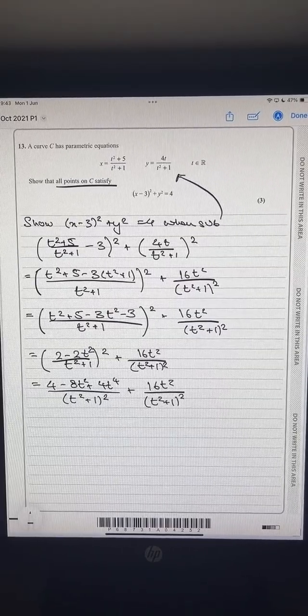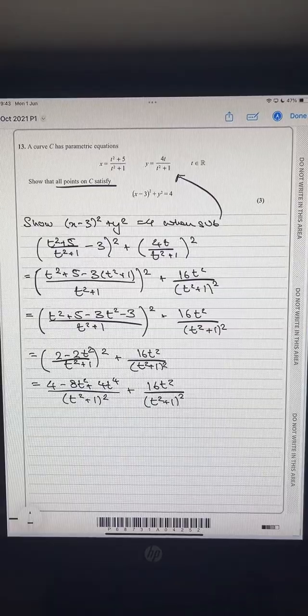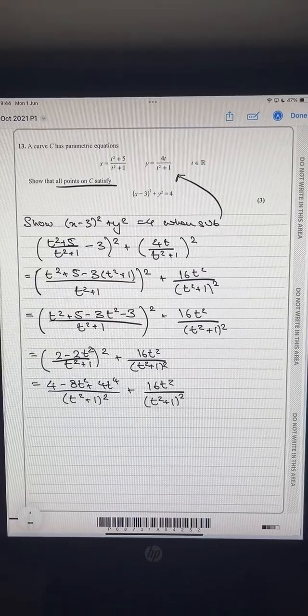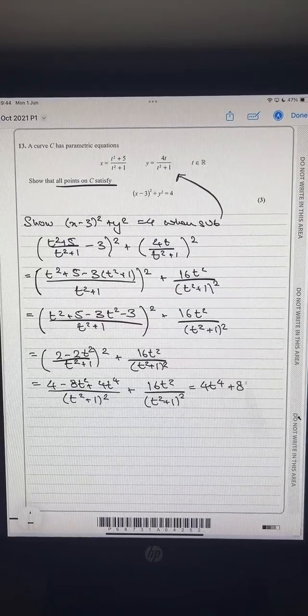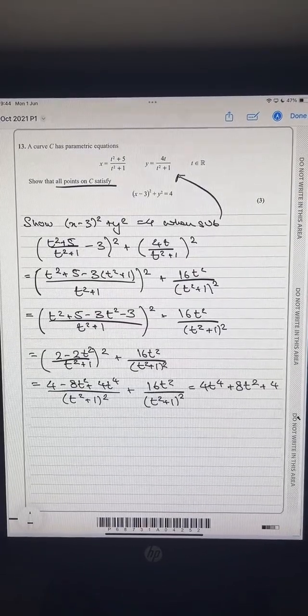Now you can see why I didn't expand out my denominator. That's my tip: don't expand out things unless you need to. So here it makes cleanup much easier because I can just put this into one fraction. So that's going to be 4t to the power of 4 plus 8t squared plus 4 once I clean up, divided by (t squared plus 1) whole squared.